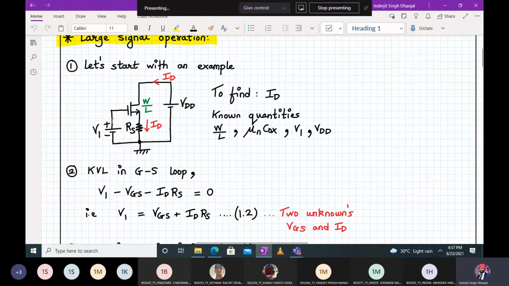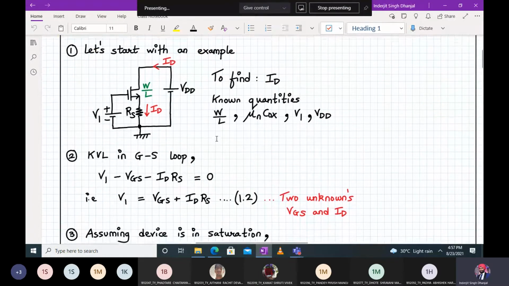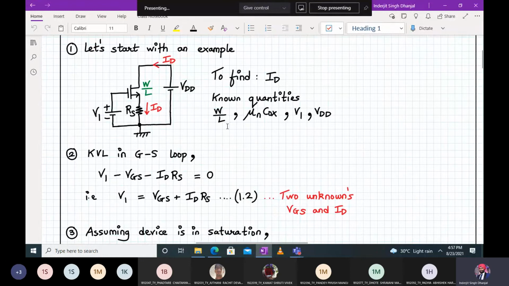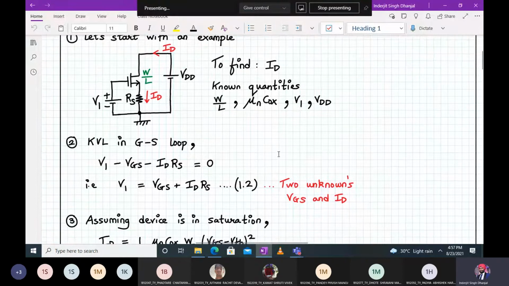Okay, and we have applied V1 over here as a bias voltage, and also we have applied VDD so that we have a power supply connection in the circuit. Now this is just an example. We have to find ID. So what are the known quantities with us? We know W by L, we know mu and Cox, we know the value of V1, we know the value of VDD. So these are the quantities which we know.